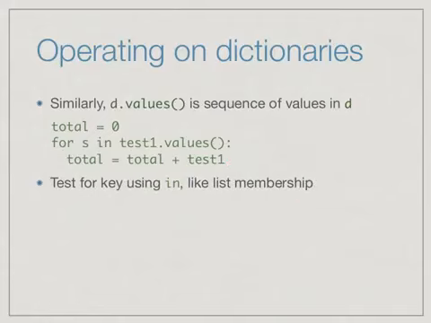So you can test for a key being in a dictionary by using the in operator, just like lists. When you say x in L for a list, it tells you true if x belongs to L, the value x belongs to L. It tells you false otherwise. The same is true of keys.